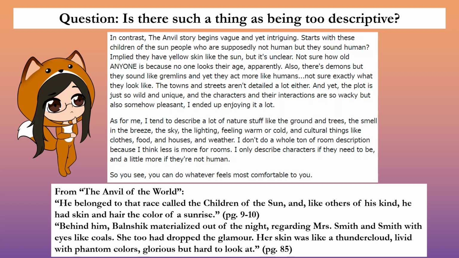Okay, so the next book I want to talk about is lack of description. I wouldn't say total lack of description, because there is some description, okay? In contrast, the Anvil of the World story begins vague yet intriguing. It starts with these children of the Sun People who are supposedly not human, but they sound human. They're implying that they might have yellow skin like the sun, but it's not clear, and not sure how old anyone is, because no one looks their age, apparently. Also, there's demons, but they sound like gremlins, and yet they act like humans, and I'm not exactly sure what they look like. And the towns and streets in this book, they're not detailed either. It's really left up to your imagination.